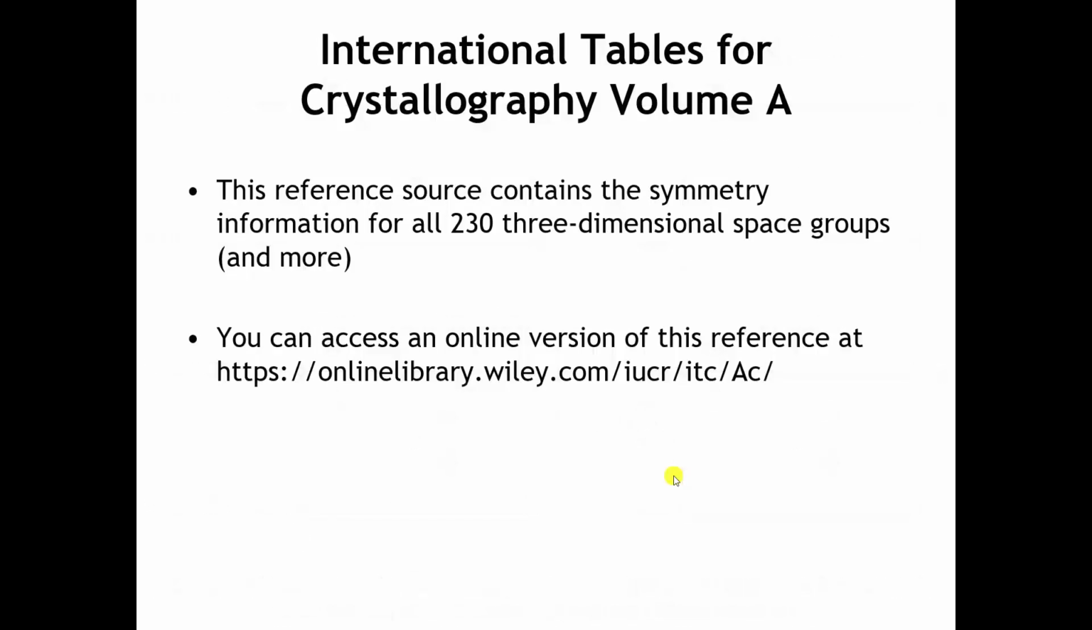Okay, so all of the information that we need to use these 230 space groups is contained in a reference book that's called the International Tables for Crystallography. And there are several volumes of the International Tables for Crystallography, but we're going to use Volume A. You can access an online version of this reference at the following URL. And why don't we go there right now? I'll show you how to access it. We'll pull up the space group we just looked at, and you can kind of see what I'm talking about.